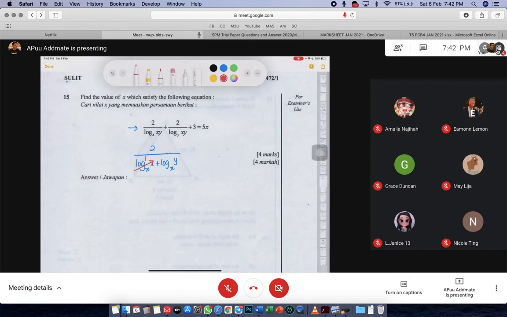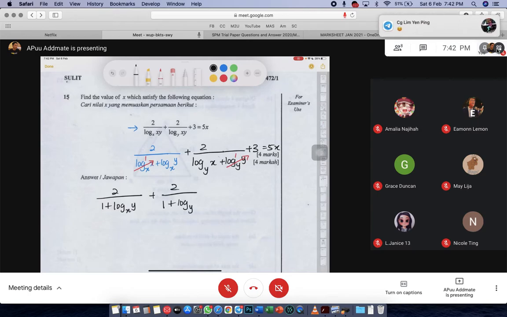Okay? Continue. Behind it, plus 2 over, again I split, log base y of x, and then plus log base y of y. Later log base y of y becomes 1 again. Then plus 3 equals to 5x. Okay, so that's what I have next. So now this one is also equal to 1. Okay, so this one is also equal to 1. That one is equal to 1, right? I will write it back. So we get 2 over 1 plus log base x of y, and then plus 2 over 1 plus log base y of x. Do you see the base now?